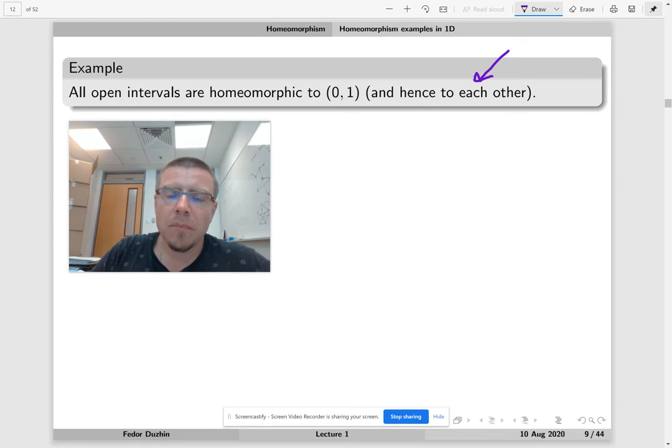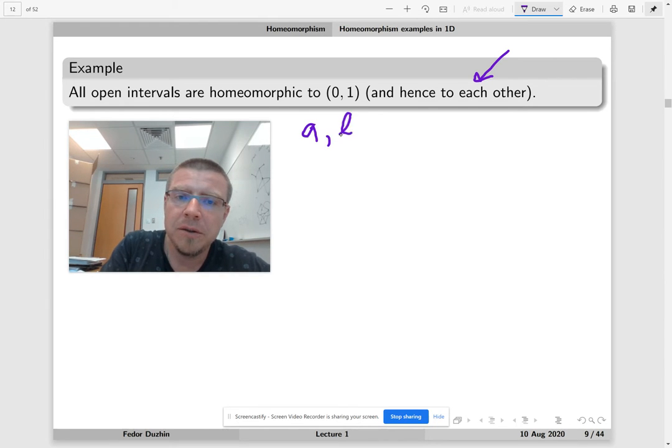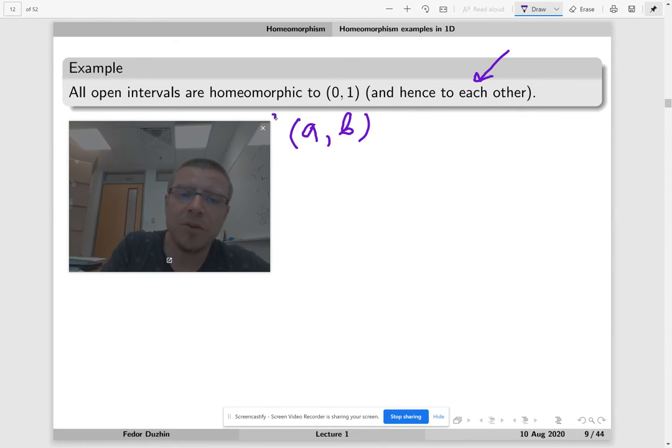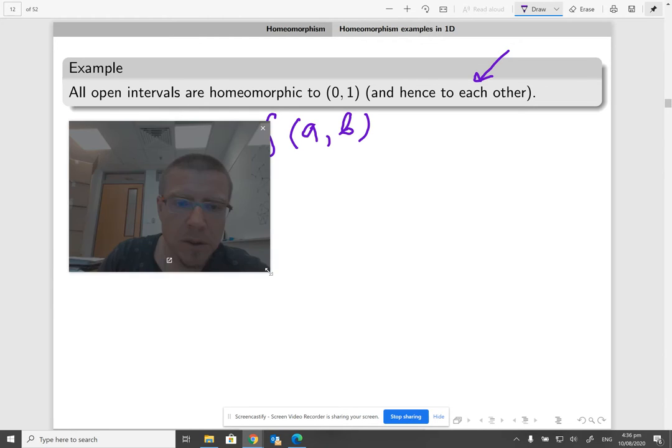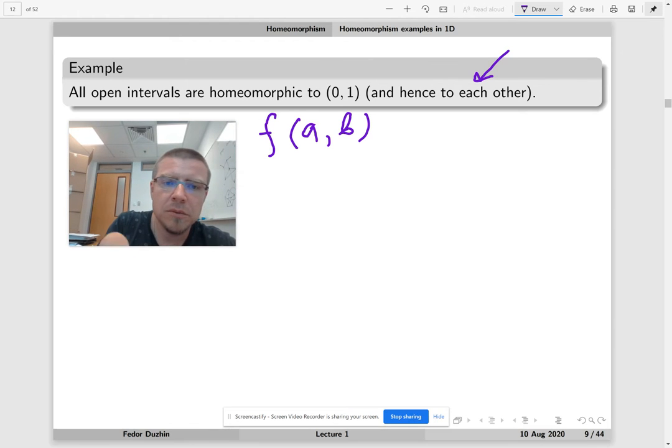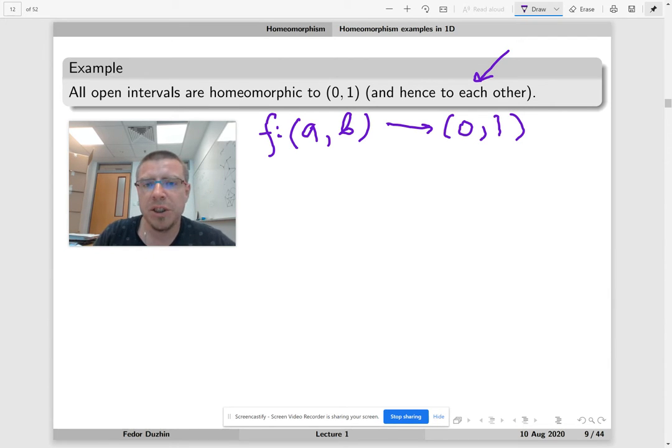So how can we prove it, right? Suppose that we have an interval from A to B, and we want to construct a homeomorphism from this interval from A to B to the interval 0, 1. A homeomorphism is supposed to be a bijective function, continuous, and the inverse is also continuous. The easiest thing to do is to try a linear function, of course, right? So let me just try this.